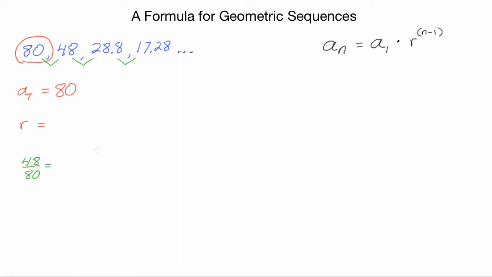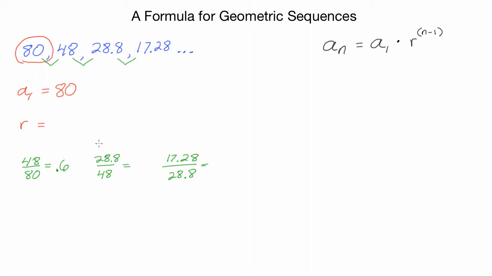And just for kicks, I'm going to do all of them to make sure it is a geometric sequence. We're going to do 28.8 divided by 48, and then 17.28 divided by 28.8. All right, so I pull out my calculator. 48 divided by 80 is equal to 0.6, or 3/5, depending on how your calculator interprets it. I'm going to use 0.6, I like the decimal.